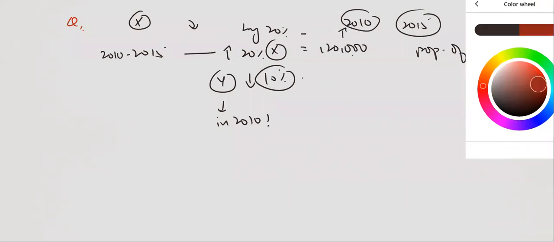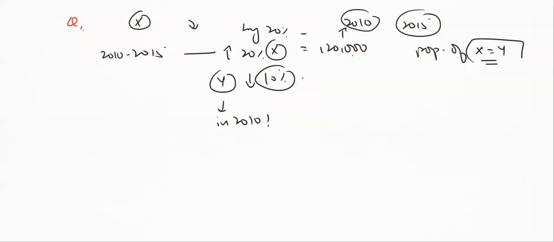A lot of words, a lot of things. But the main crux is this. We have to find the population of city Y in 2010. The main crux is that the population of X and Y is equal in 2015. So first things first, we are given 120K, so 120,000 in 2010, which was increased by 20%.